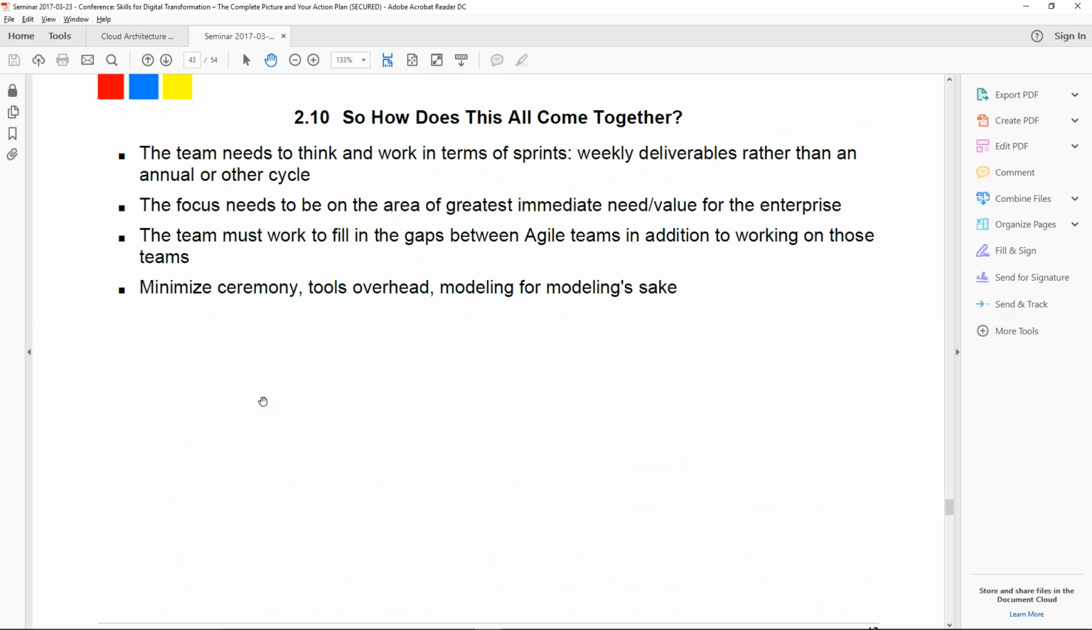If you're doing enterprise Agile, we need to work in terms of sprints, deliverables weekly, rather than some other cycle. We focus on highest value. Sometimes, instead of highest customer value, we focus on highest enterprise risk. A lot of what an enterprise team would need to do is making sure that architecture's coordination needs between systems are part of the conversation.